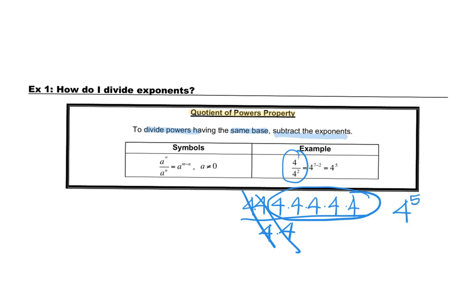Now, you wouldn't have to write this out like this and divide. You could simply say, if I have 4 to the 7th power divided by 4 to the 2nd power, I'm going to take 7 minus 2, and that's where we get this 5 right here, resulting in 4 to the 5th power.